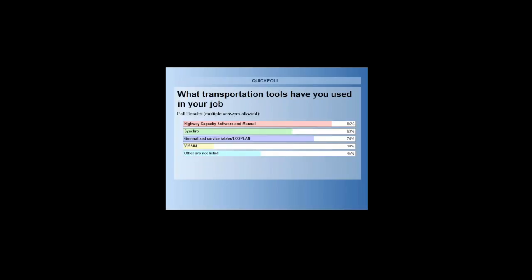This is good marketing information: the Highway Capacity Software and manual is the most used, and our level of service tools come in second to those that are here. Synchro is also very popular these days, and VisSim, which is a super micro analysis, is becoming more and more popular. And then there are others that are not listed, and I apologize. They only give me so many slots that I can have for multiple choice.